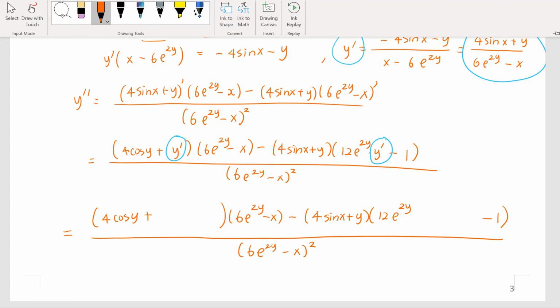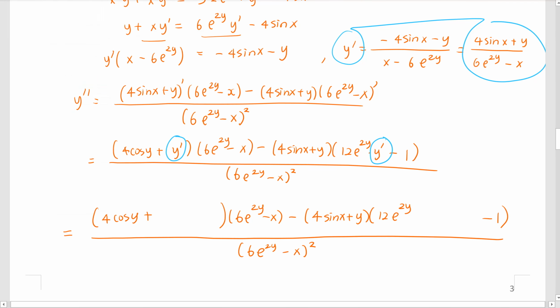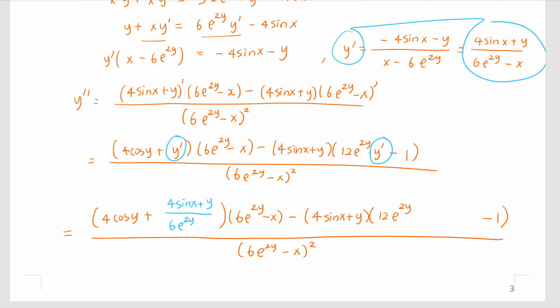Okay, so let's just come back and change my color and put in the y prime. So this is 4 sine x plus y over 6e to the 2y minus x. And that's it. We don't need to simplify, so this is the second derivative, and we make sure all the factors don't have y prime because we already substituted for them. So this is our answer for this problem.